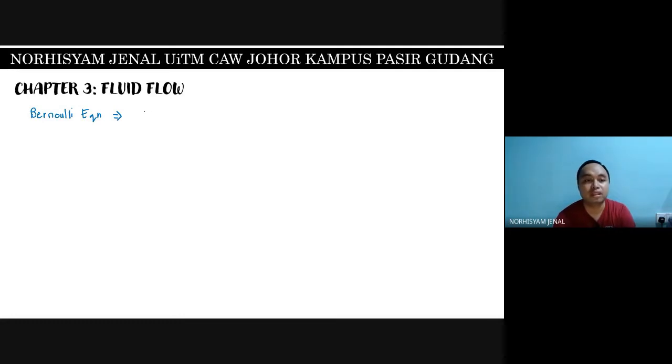The Bernoulli equation says that we rearrange the equation to be P1 over rho G plus Z1 plus V1 square over 2G is equal to P2 over rho G plus Z2 plus V2 square over 2G. This equation over here is what we call the Bernoulli equation.